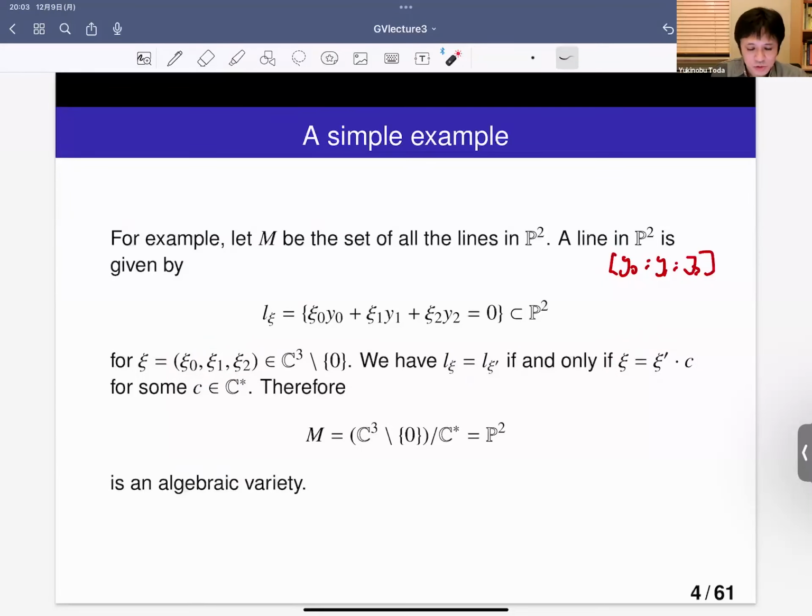So if we consider the set of all such lines, then it is parameterized by a point in C3 minus 0, but we take a quotient by C-star, which identifies proportional vectors. As I said, we get P2. That is, every point of this P2 has a one-to-one correspondence with a line in P2. And of course, P2 has a geometric structure; it is an algebraic variety. So in this way, we can say that P2 is again the moduli space of lines in P2. In fact, this is like real projective space.